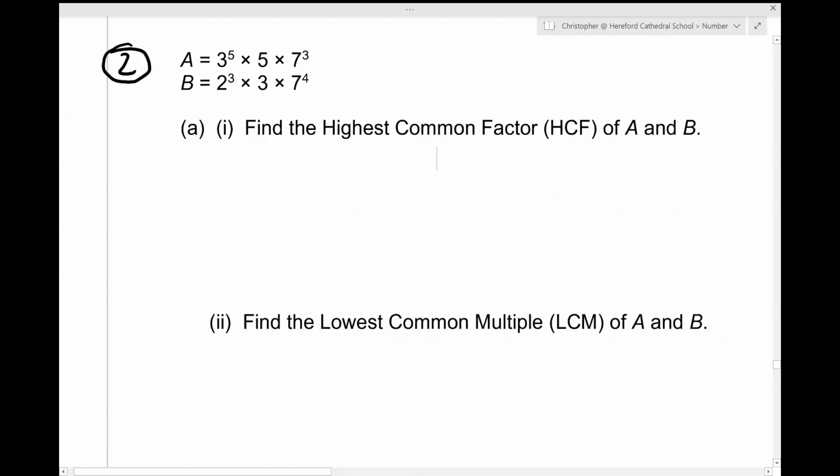Question 2. I've got to find the highest common factor of a and b and the lowest common multiple of a and b. I'm going to start by writing out the prime factors of a and b in columns so that I can see each factor separately. So there's my 3, 5, and 7s for number a, and b is 2 cubed, and then it's got a 3, and then a 7 to the power 4.